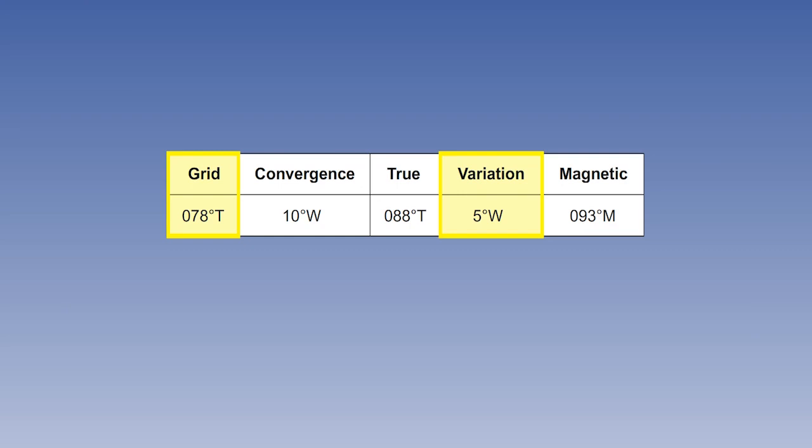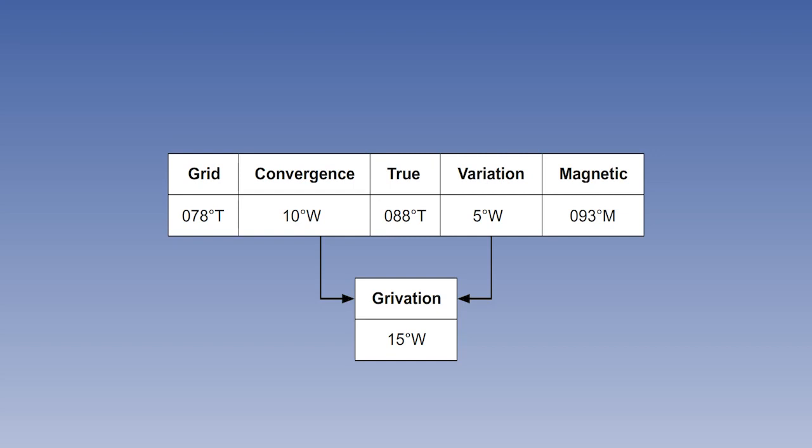Here is just the correction from grid to magnetic. The difference between magnetic and grid heading is called gravation, and it is the algebraic sum of variation and convergence. By using gravation, we can go straight from grid to magnetic. We don't need to bother with true as an intermediary step.